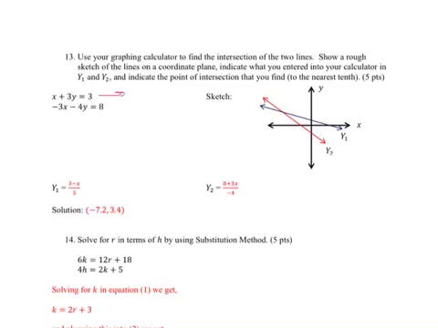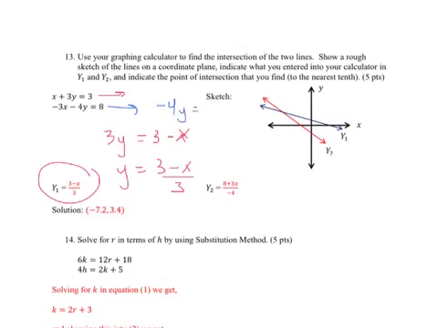So the first one, we're going to subtract x. We get 3y equals 3 minus x, and then let's divide by 3 to get y by itself. So we get y equals (3 minus x) all over 3. That's this right here. The second one, we're going to add 3x. So we have negative 4y equals 8 plus 3x. And then we can divide by negative 4, giving us y equals (8 plus 3x) over negative 4. That's this right here. So that's the first part.